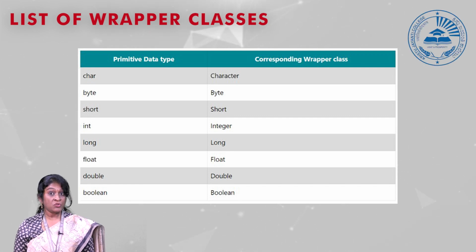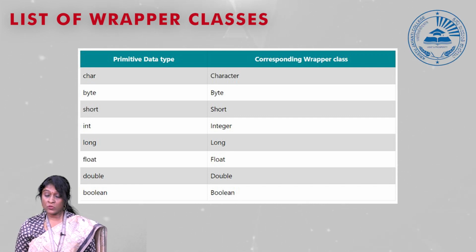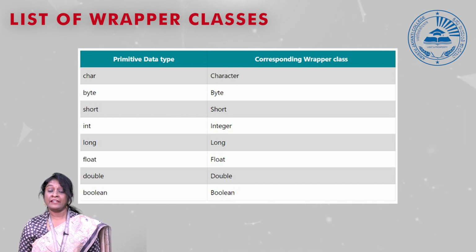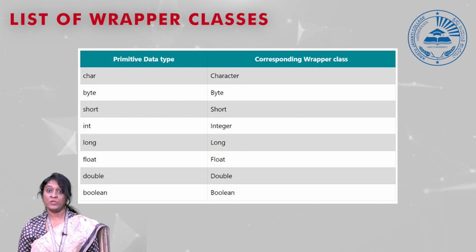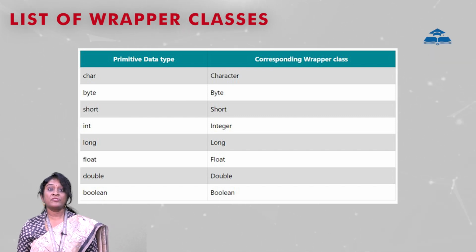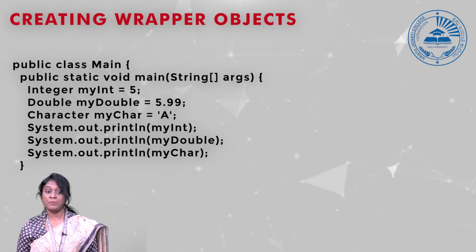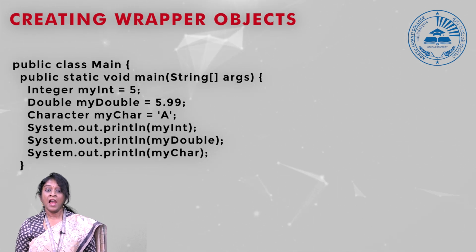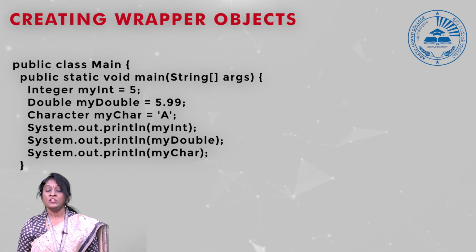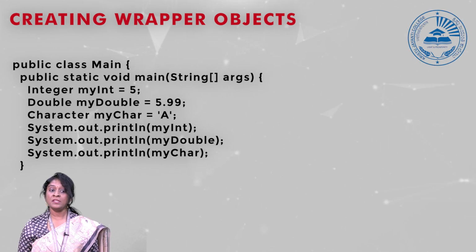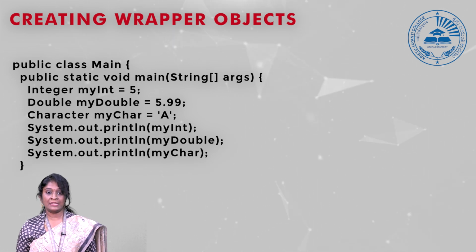We have seen what wrapper classes are and why we make use of them, and also discussed the wrapper classes for the different primitive data types. Now we are going to discuss creating wrapper objects. Here Integer myInt = 5, Double myDouble = 5.99 and Character myChar = 'a'. Here myInt, myDouble and myChar are the wrapper objects, and you create these wrapper objects using Integer, Double and Character that we saw in the previous slide.